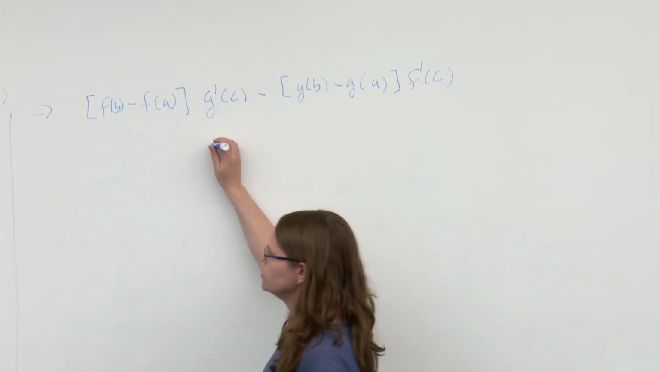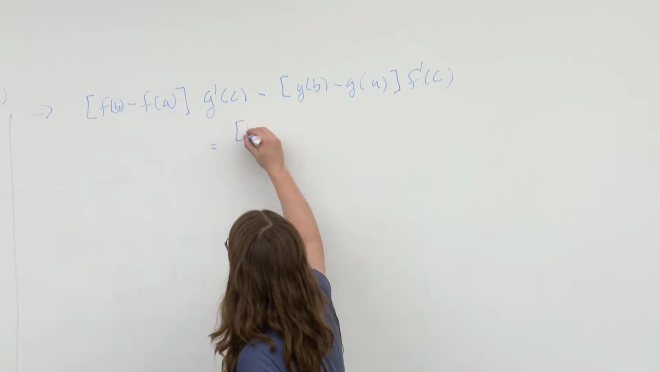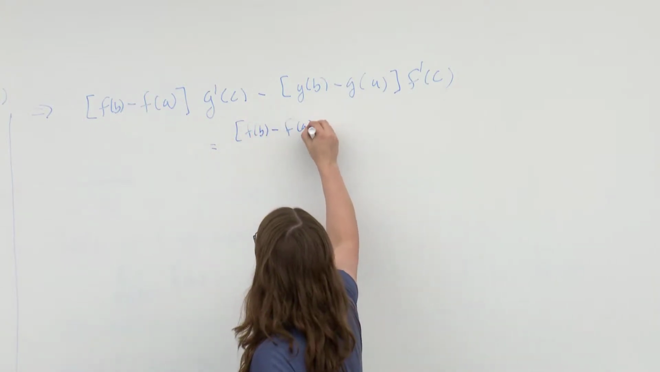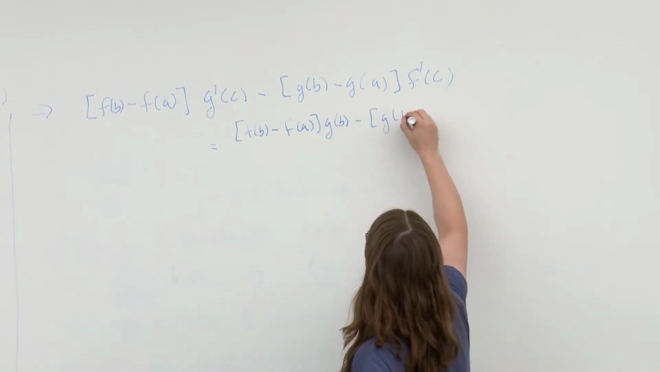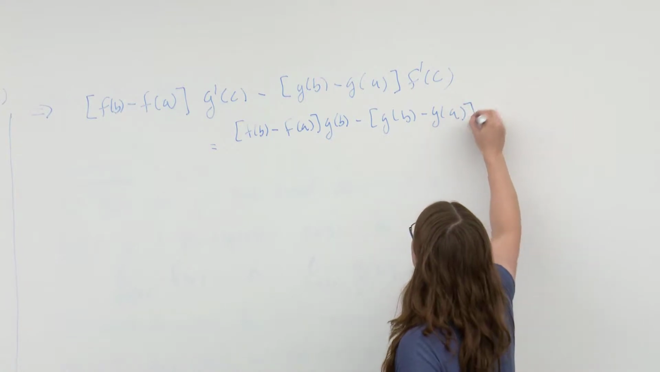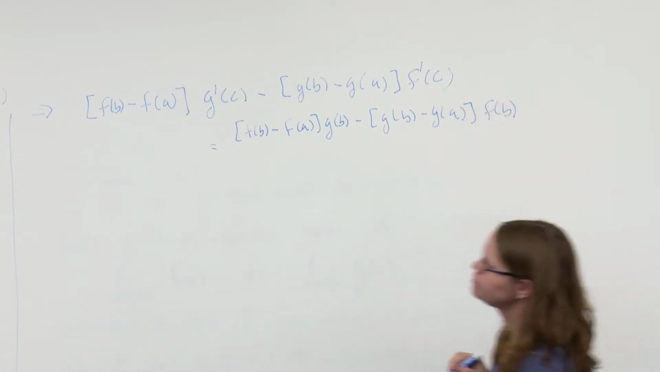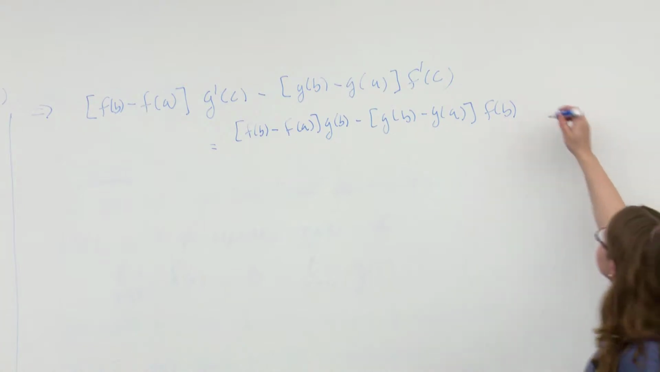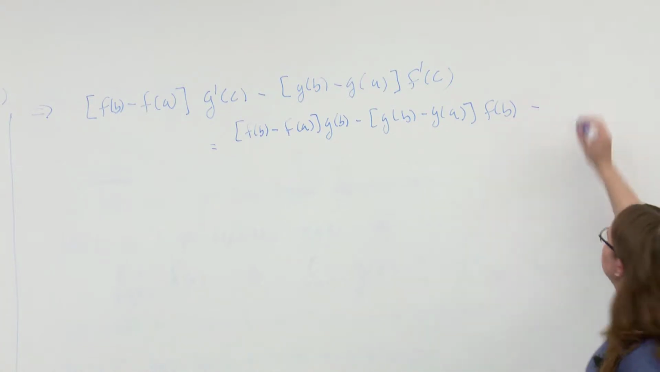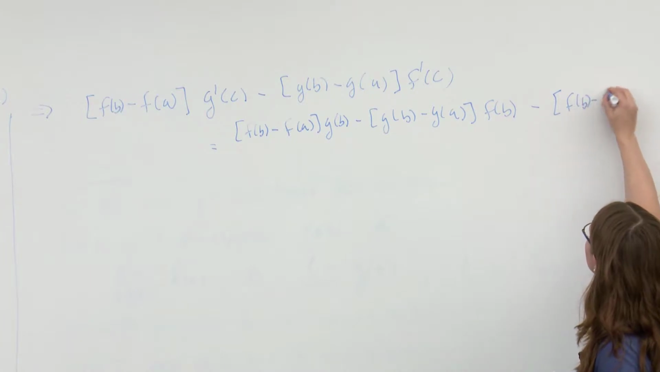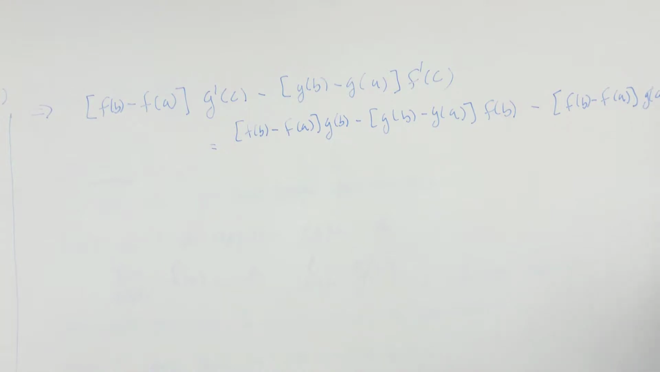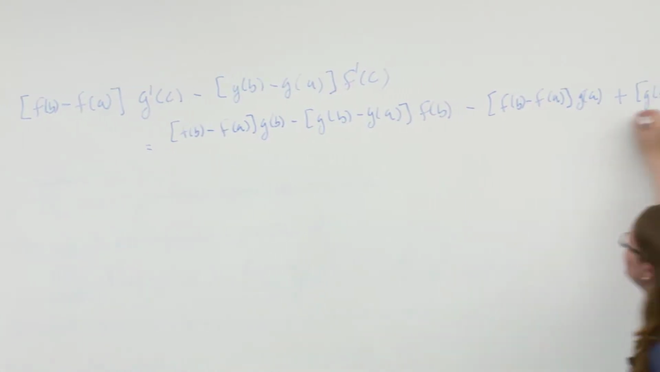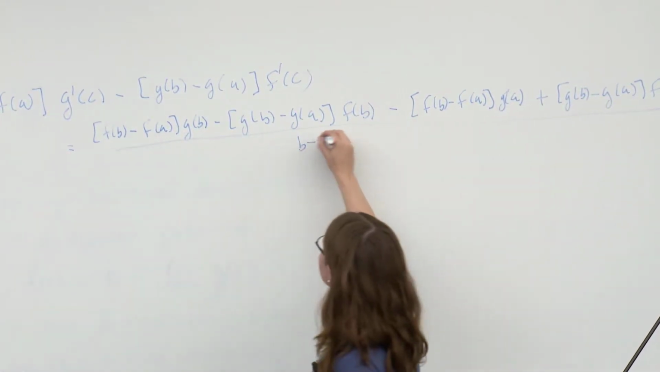Okay, so what is that equal to? That is f of b minus f of a, g of b minus g of b minus g of a, f of b. That's my h of b minus my h of a. So fb minus fa, g of a plus g of b minus g of a f of a, all of this divided by b minus a.